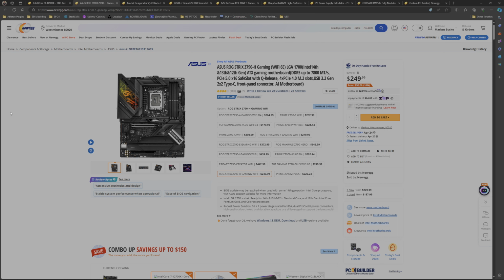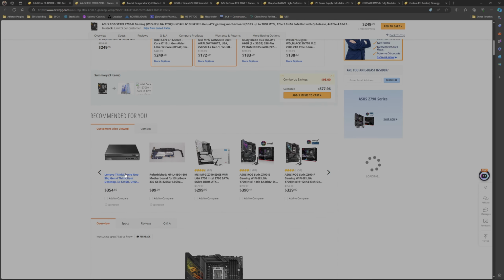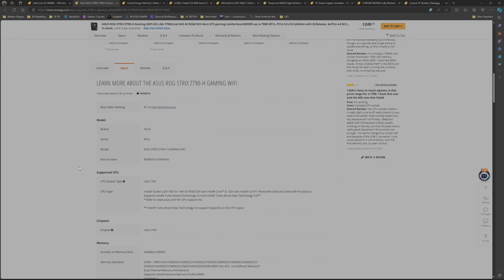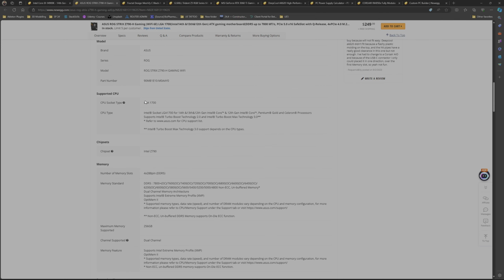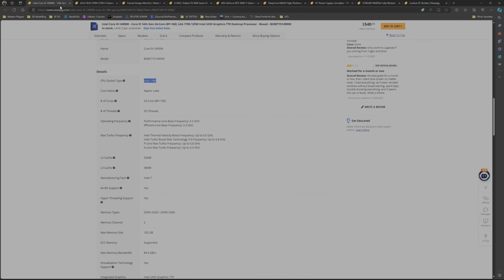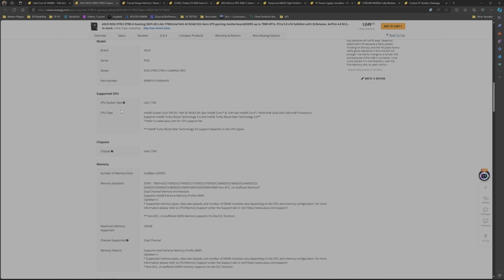I then went with this motherboard. It's an ATX gaming motherboard, so keep that in mind. It also tells you it takes DDR5 RAM, as well as what type of PCI slots it has. As you guys can see, it is currently usually $300. It is on sale for $249. So then again, you also want to come down here to the specs. LGA 1700. LGA 1700. Perfect.